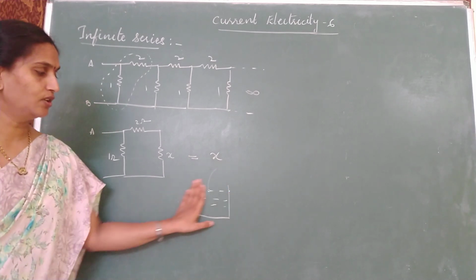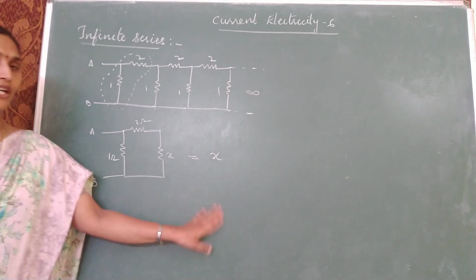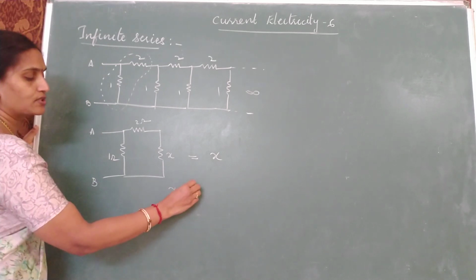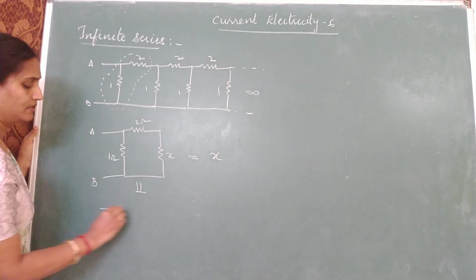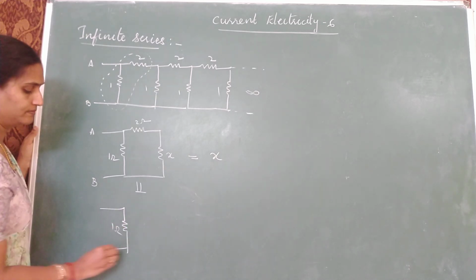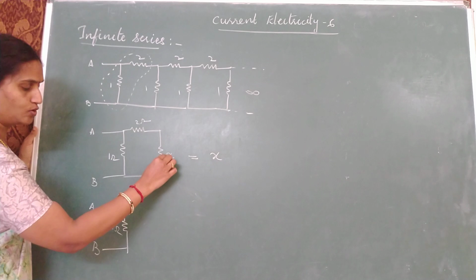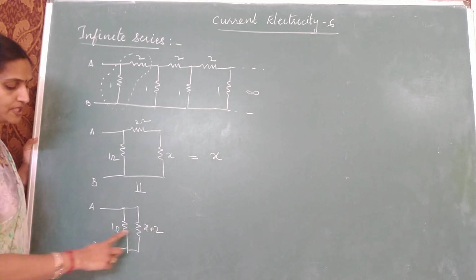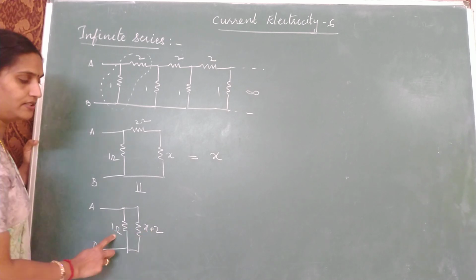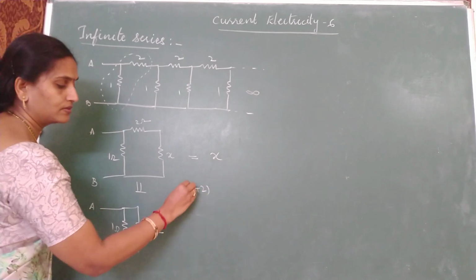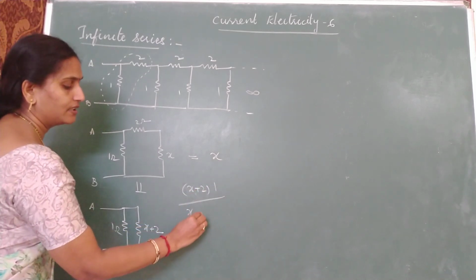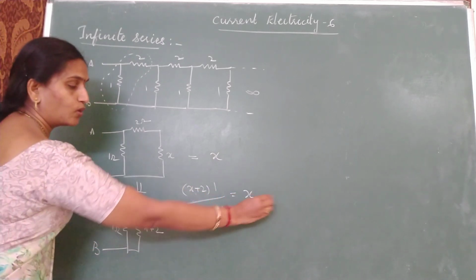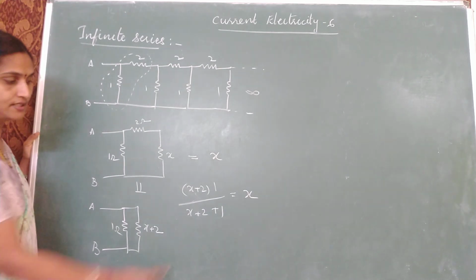So if you use this particular logic, now calculate the value of X. How is X connected to 2 ohms? Series, X plus 2. I'll redraw it: 1 ohm between A and B, and 2 plus X, which becomes X plus 2. Is X plus 2 parallel to 1? What should be the equivalent resistance? X plus 2 into 1 by X plus 2 plus 1, using R1 R2 by R1 plus R2. This should again give you the same answer, X.